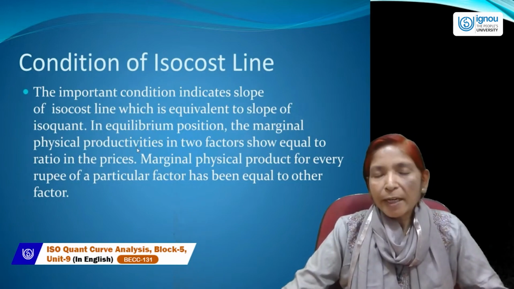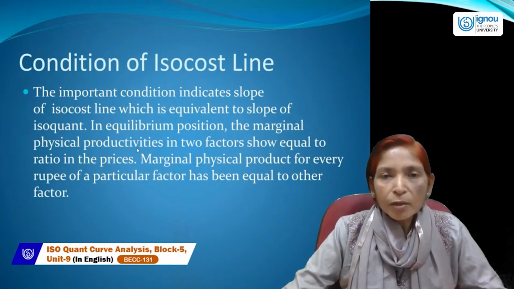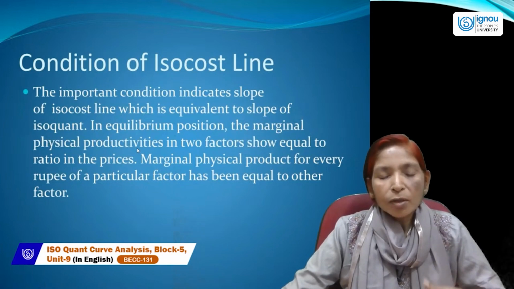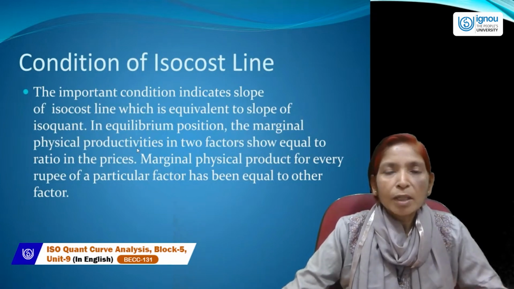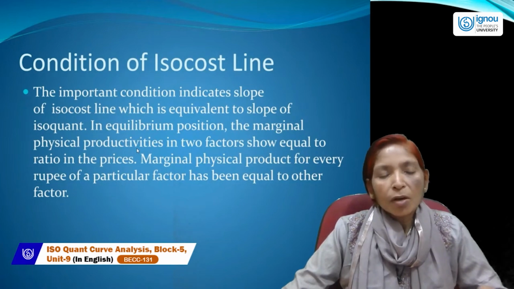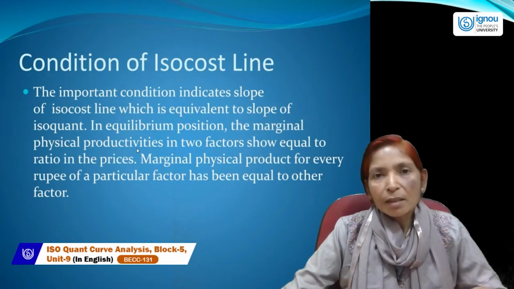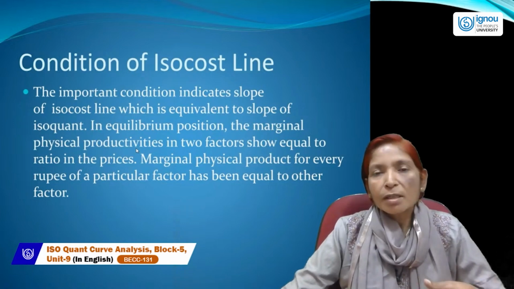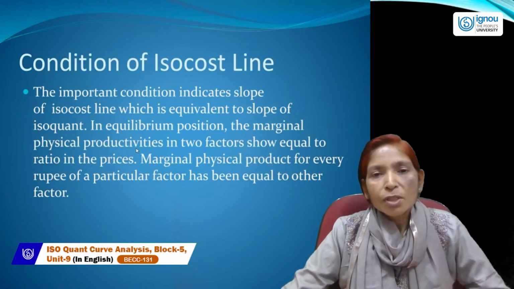If producers spend the entire money income on capital units, then labor unit will be zero. And if producers spend the entire money income on buying the units of labor, then capital unit will be zero. And if he spends his money income on two factors of production for the production of goods and services, in this case, we will take different combinations. And if we join all these combinations, then we will get isocost line.